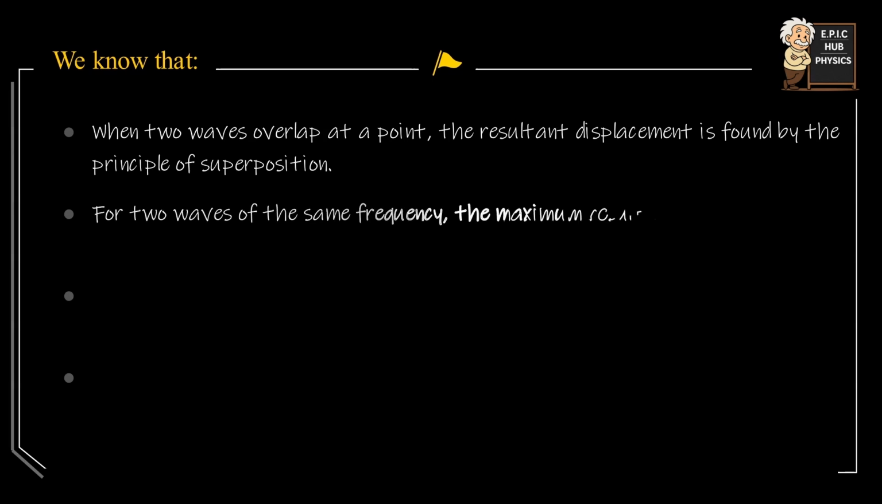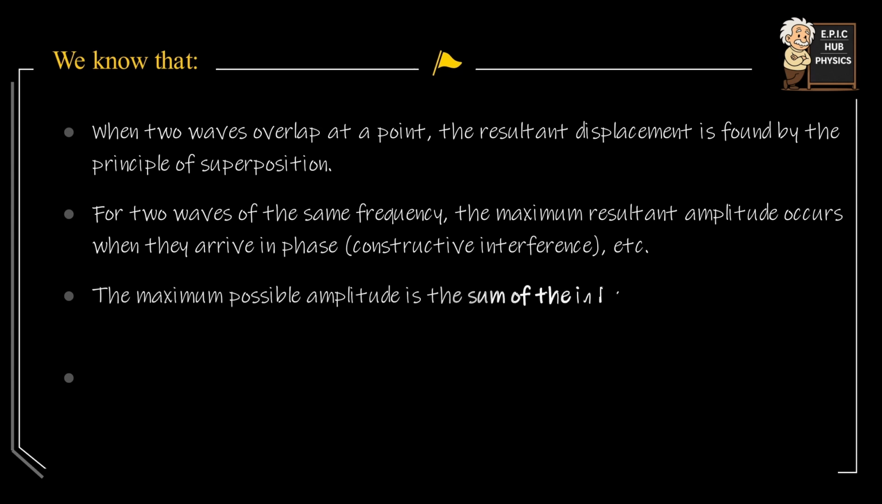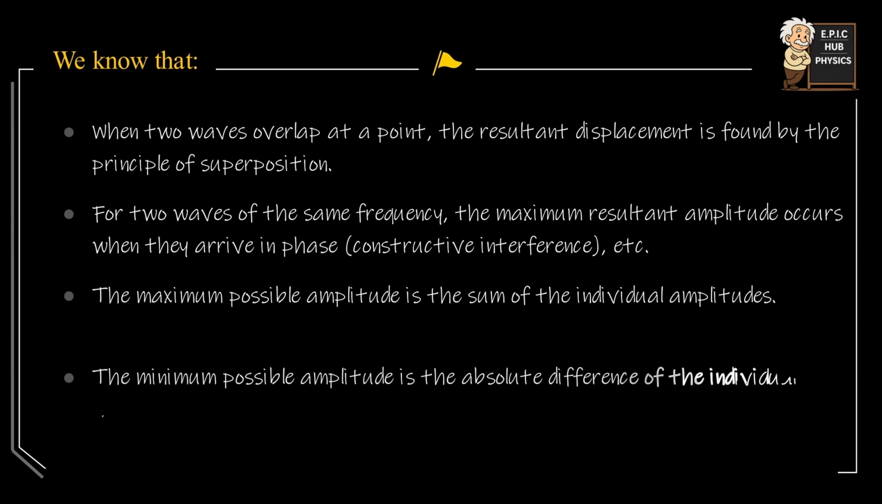For two waves of the same frequency, the maximum resultant amplitude occurs when the waves arrive in phase. In this situation, their displacements reinforce each other, producing constructive interference. The maximum possible amplitude is therefore the sum of the individual amplitudes. On the other hand, the minimum possible amplitude occurs when the waves are in antiphase. In this case, the waves oppose each other, and the resultant amplitude becomes the absolute difference between their amplitudes.